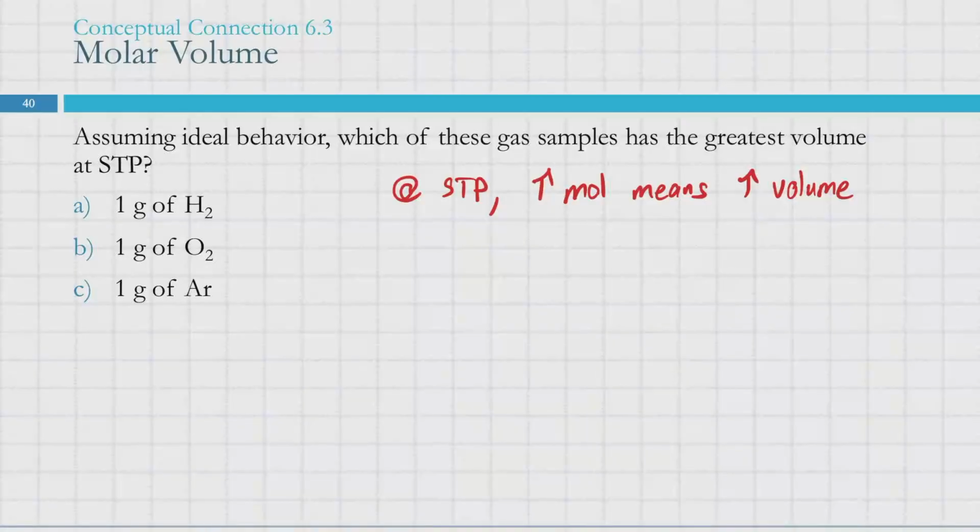That's going to be related to their molar mass. So these are the molar masses. Argon is 39.95. So we could, if we wanted to, calculate 1 gram is how many moles? It's about half a mole. Half a mole is going to be 11.2 liters of volume.